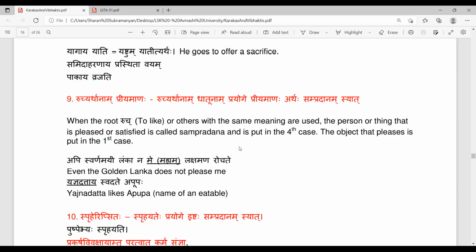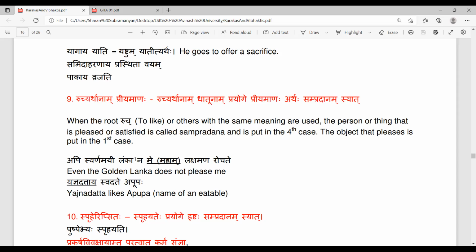It is anabhihita karta, anukta karta, because of ruch dhatu, that takes chaturthi vibhakti. It's because it is sampradana. It gets the name sampradana, therefore chaturthi vibhakti. Api swarnamayi lanka na me Lakshmana rochate. Even the golden Lanka doesn't please me. So maghyam na rochate. Me is maghyam, chaturthi vibhakti. Aham means the subject is me, but it isn't chaturthi vibhakti.